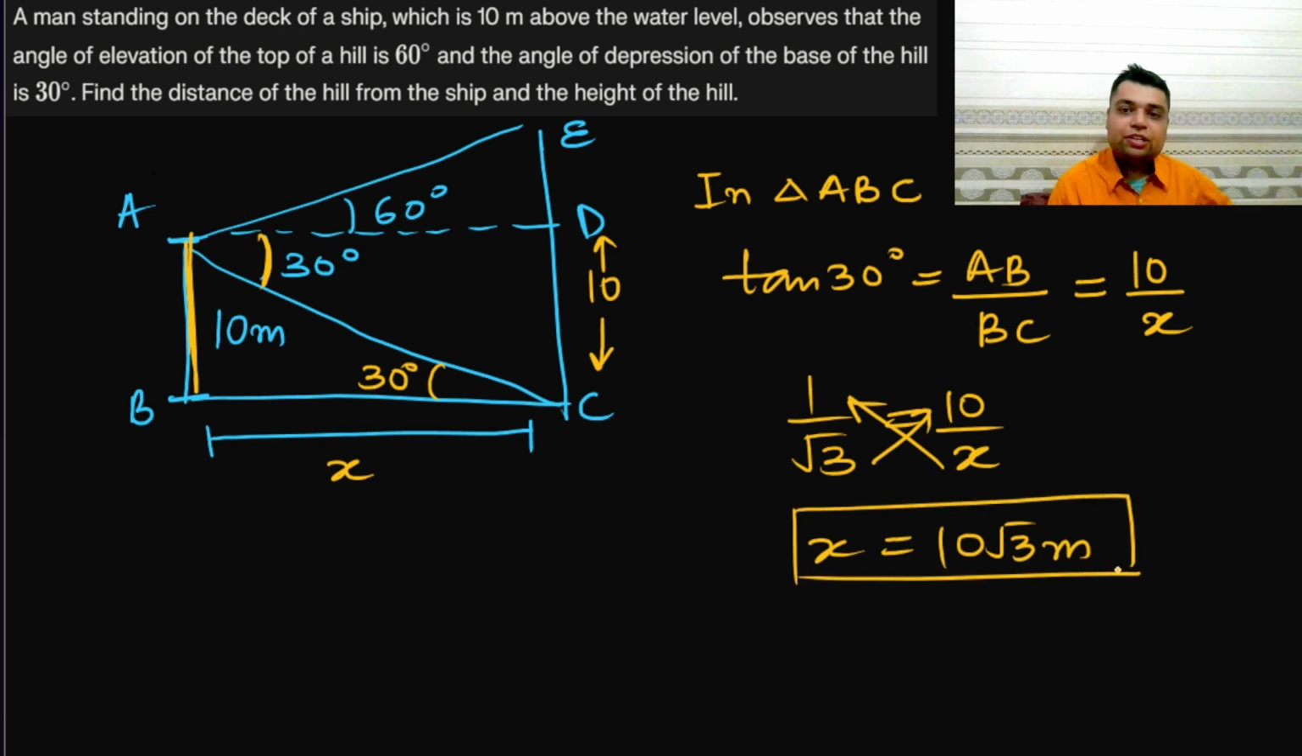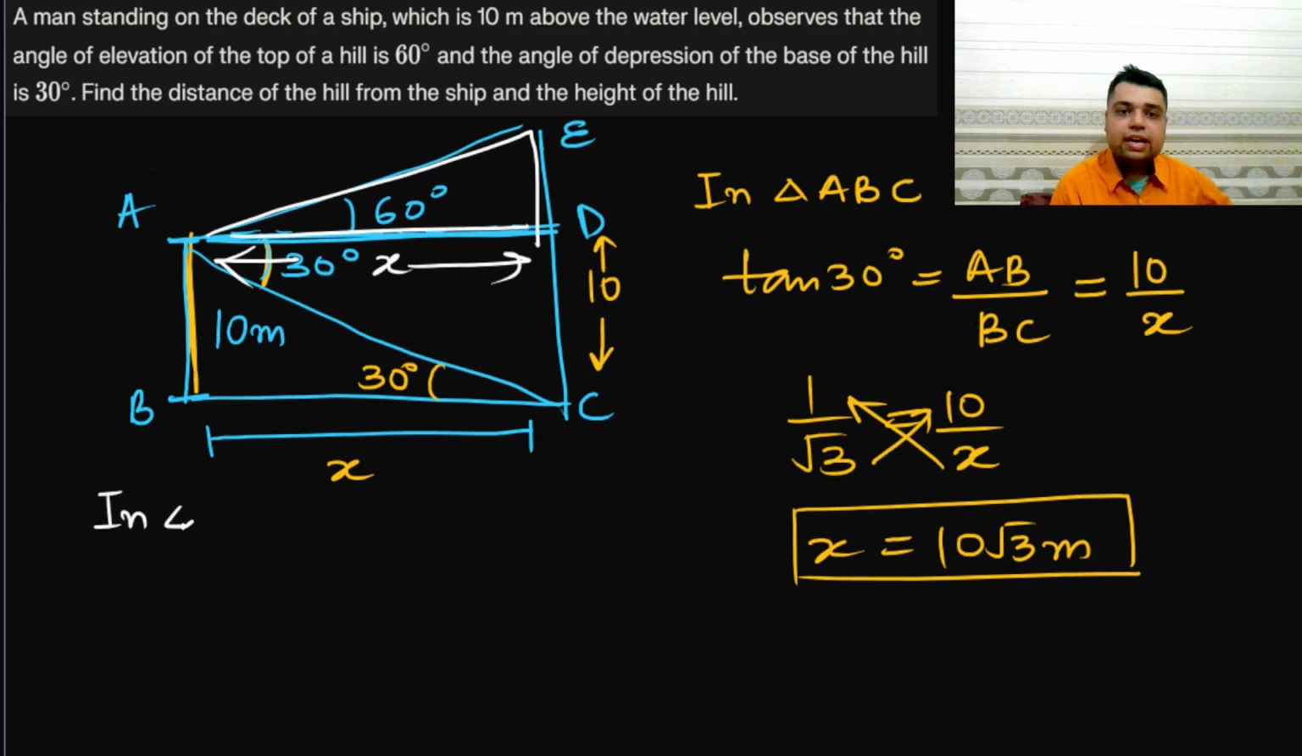Okay, now talking about the second part. So we need to find the value of another. So if BC is x, then AD is also x, right? This value is also x. They are parallel and equal, right? Now talking about this triangle AED. Okay, so in triangle AED, again ED we need to find, right?